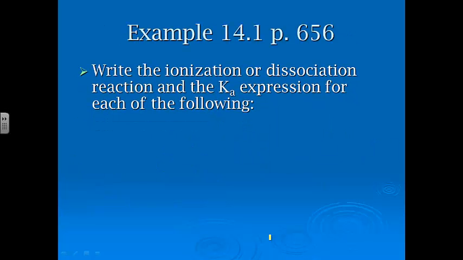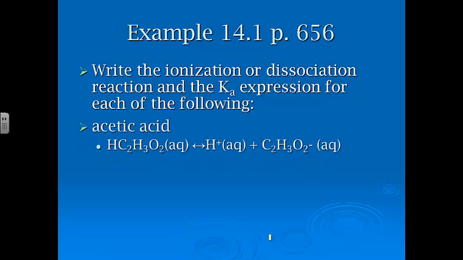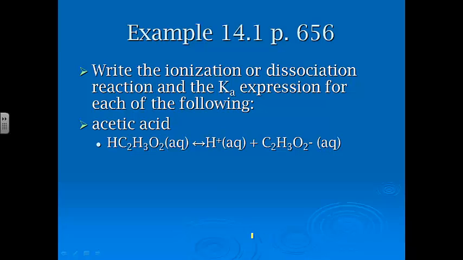Okay? All right, so I'm going to try to follow along with the sections in the book. I'm fairly certain these page numbers are right, but go with the example numbers. It says write the ionization or dissociation reaction and Ka expression for each of the following. So for acetic acid, now you'll notice what happens, we get lazy when we write these. This is nothing different. If you go all the way back to Chem 1, when we took a compound and split it into its ions, that's all we're doing.